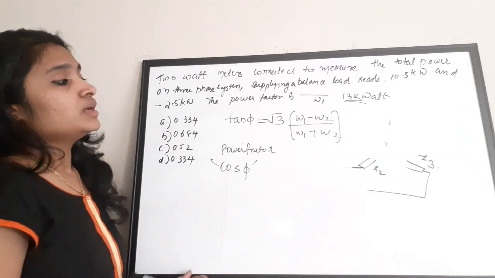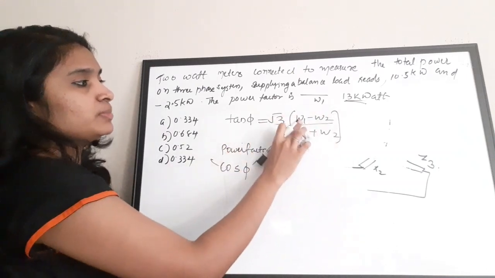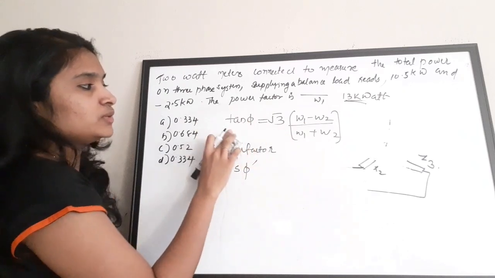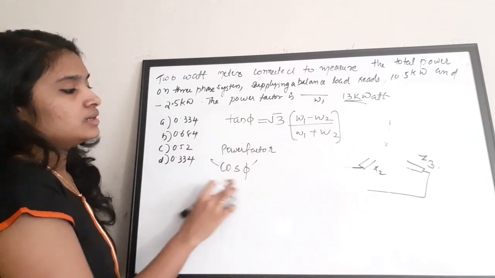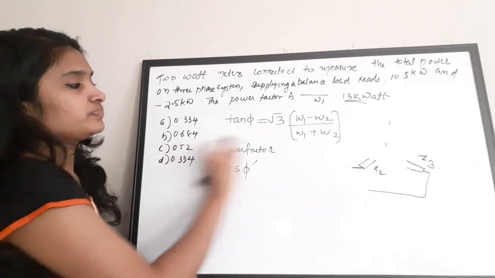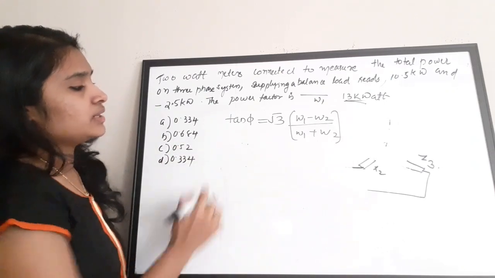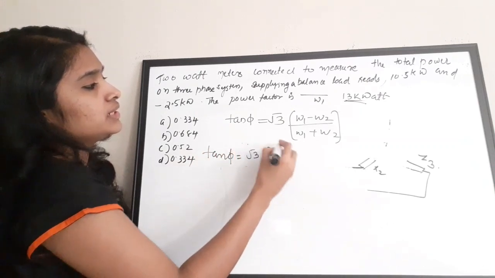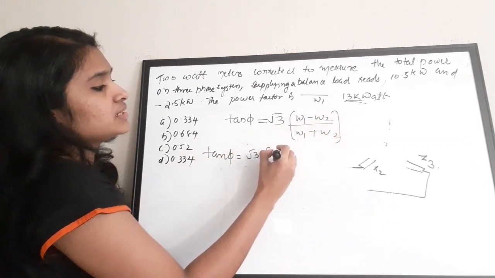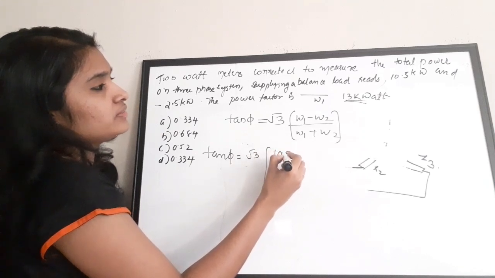Okay. So you know all these terms, W1 and W2. Then you can calculate tan phi, take the tan inverse and substitute in the cos phi term. So you are going to calculate tan phi is equal to root 3 into W1 minus W2, which is 10.5.